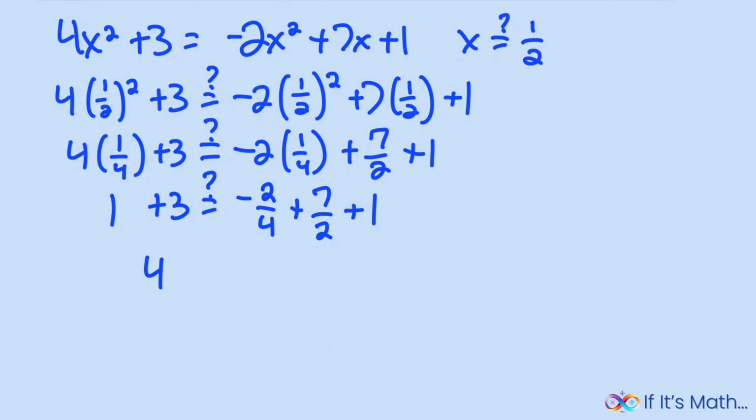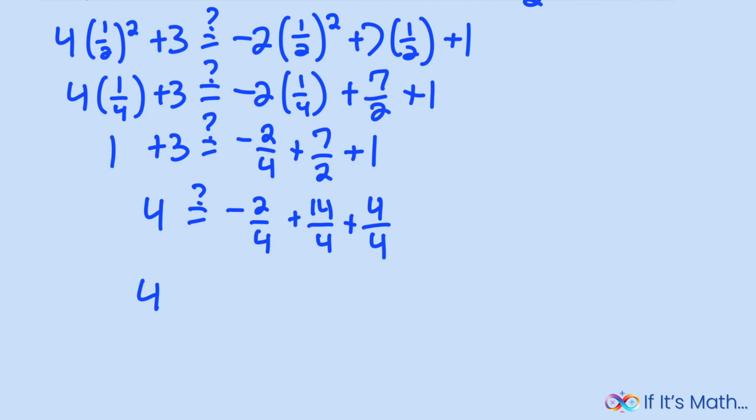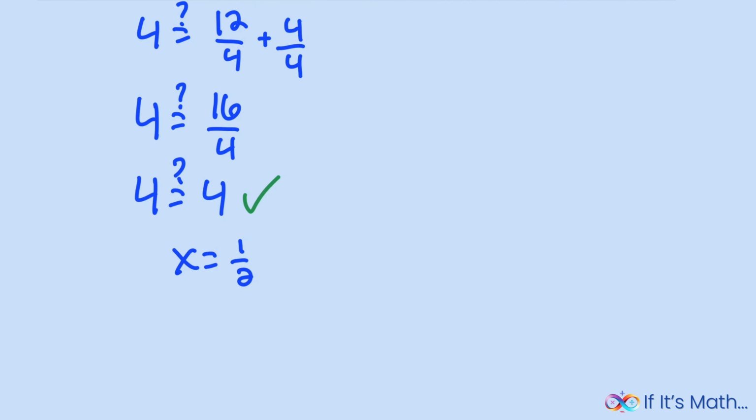So does 4 equal negative 2/4 plus 7/2 plus 1? We'll go ahead and use a common denominator of 4: negative 2/4 plus 14/4 plus 4/4. Does 4 equal 12/4 plus 4/4? One more. Does 4 equal 16/4? So does 4 equal 4? Yes, it does. Thank goodness. So x equals 1/2 is a correct solution.